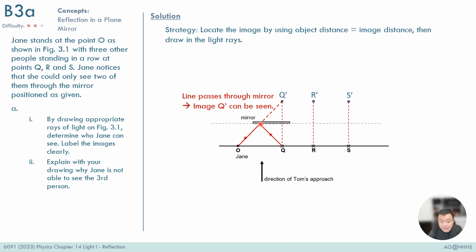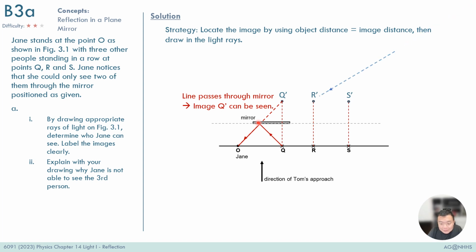If there's no mirror here, or if this perceived light ray doesn't pass through the mirror, that means that there is no mirror there for reflection and we cannot see the image. And that's how we decide if we can see something in the mirror.